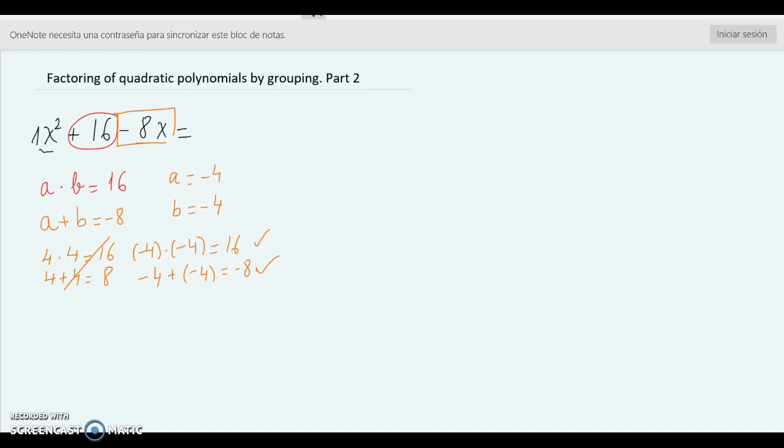So pay attention to this. I can write this polynomial again as the next operation: x plus a multiplied by x plus b. Now I have to write a and b: x minus 4 multiplied by x minus 4. As I have the same polynomials, I can write x minus 4 squared. Let's see more examples.